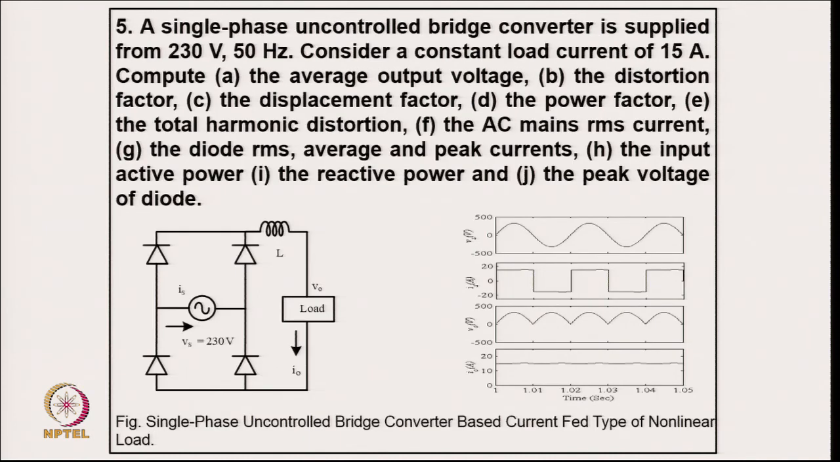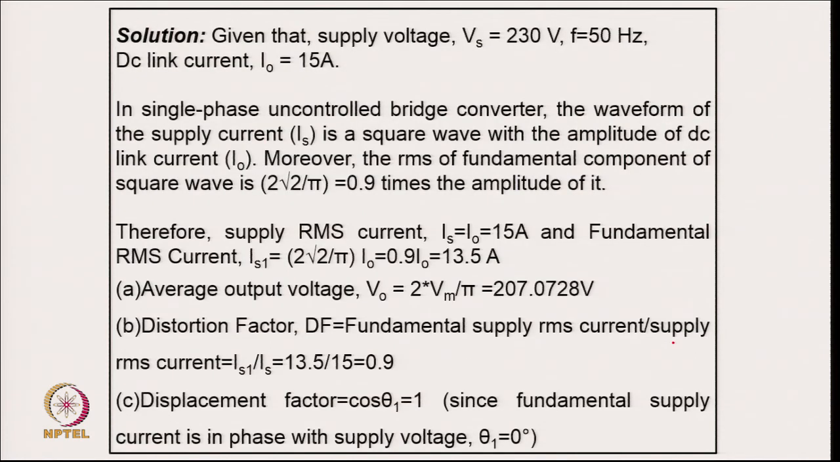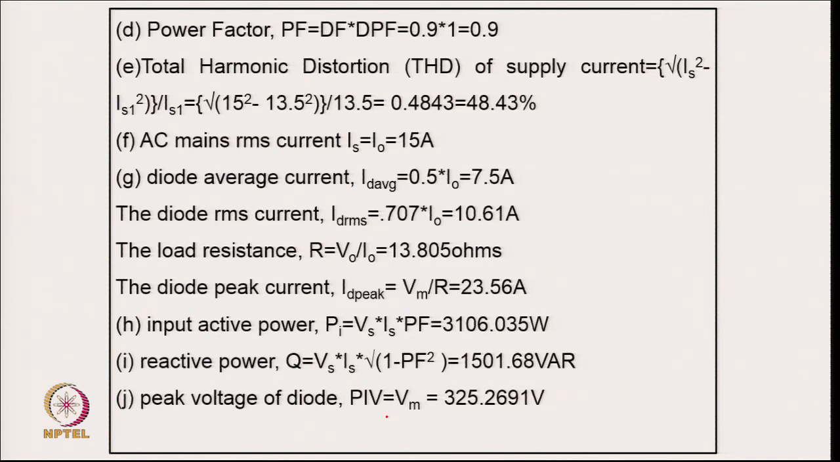Coming to another example of this single phase bridge rectifier, with 15 ampere current given here, we can calculate the distortion factor and all these. After putting in the data, we get the waveforms of supply voltage, supply current, output voltage and output current, with the DC link current given. We find the RMS current is the same for a square wave, and the fundamental will be around 0.9 of it. Then the output RMS voltage, and the distortion factor because of harmonics is 0.9, and the displacement factor is unity because it is uncontrolled. Then we have a power factor of 0.9 and THD around 48%.